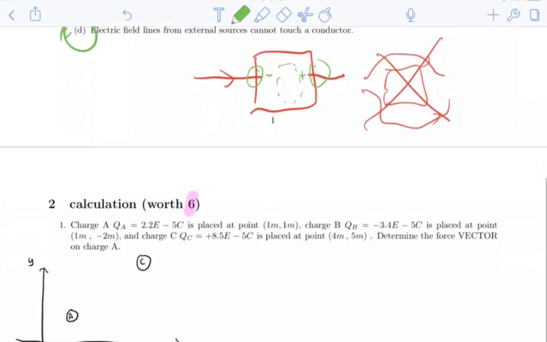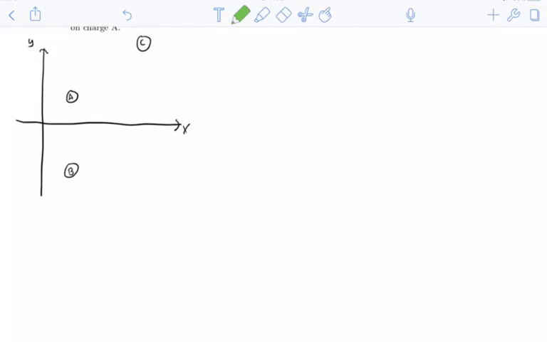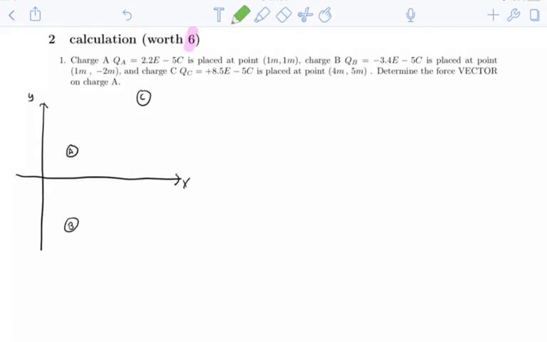All right. This is a long calculation question. Charge A, here it is on the diagram, has some charge on it, and it's placed at (1, 1). Cool. Charge B, that's over here, has a negative charge, and it's placed at (1, -2). And charge C, over here, has that. Determine the force vector. Oh, man.